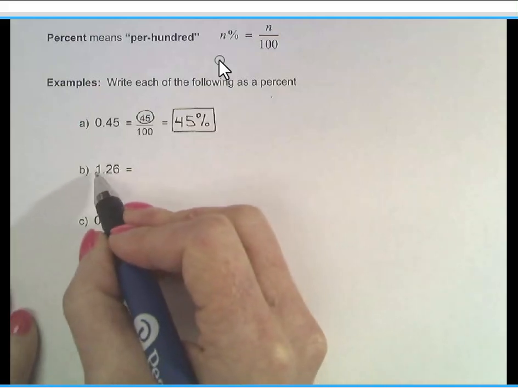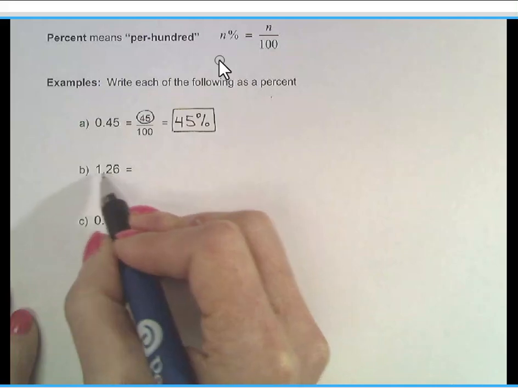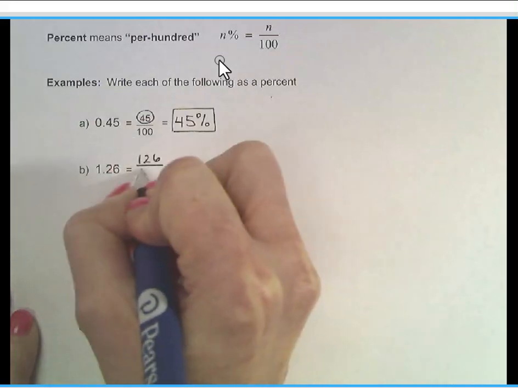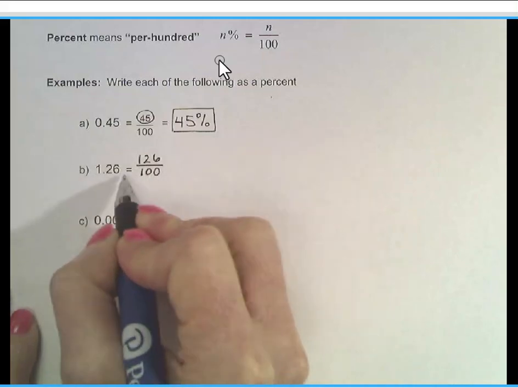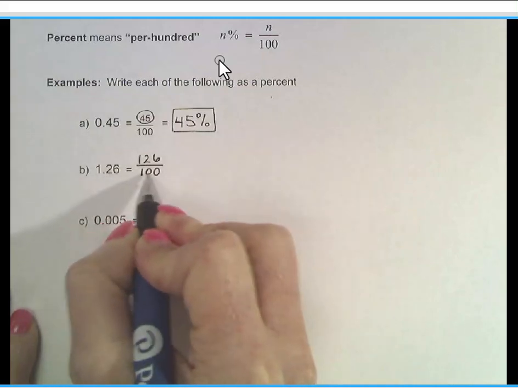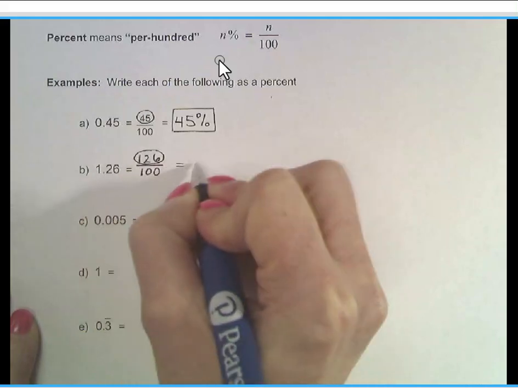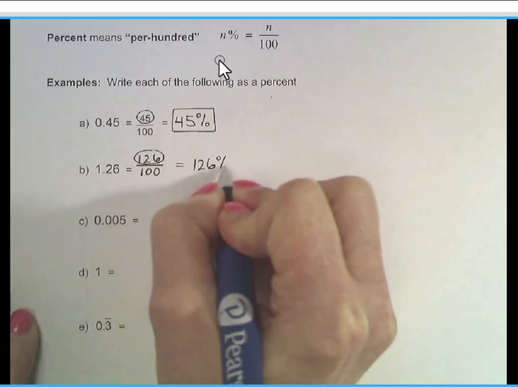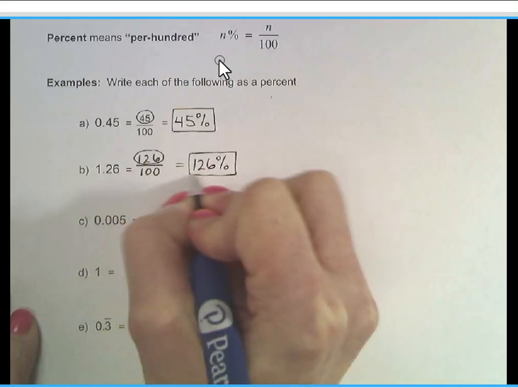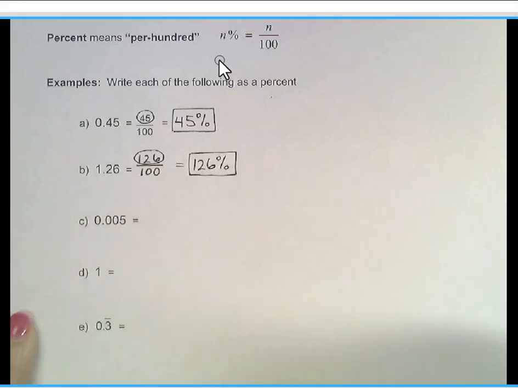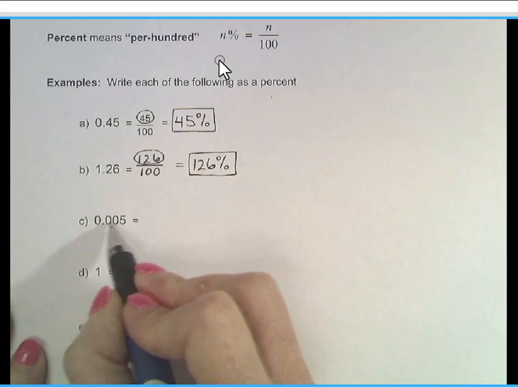1.26, that's 1 and 26 hundredths, or we could lump it all together and say 126 hundredths, as long as the fraction shows where this number ends, so hundredths. So in that case, the 126 would be the percent. So if you have a decimal number that's larger than 1, that's going to translate to a percentage that's larger than 100%.